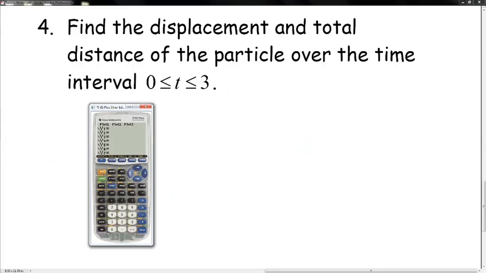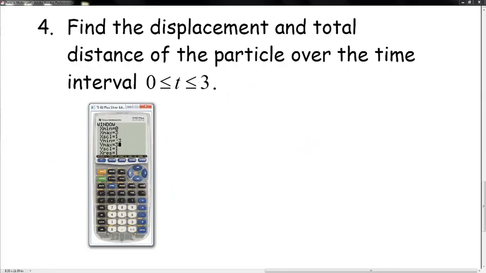Alright, number 4, find the displacement and total distance of the particle over the time interval from 0 to 3. And so what I'm going to do is show you using the calculator. I'm going to use y equals. And so my function is negative 1 plus e to the 1 minus t, or in this case 1 minus x. And my displacement is from 0 to 3, so I'm going to go to window, and I'm going to change x min to 0, x max to 3. And I'm going to go from negative 3 to, let's say, positive 3.